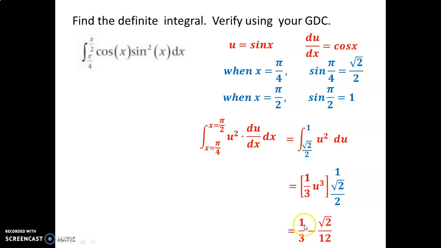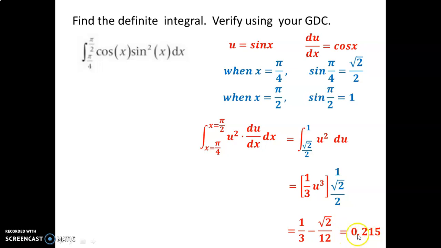That will give us this, 1/3 when 1 is put in there, minus root 2 over 12 when root 2 over 2 is substituted in here. Double check your work with the fractions carefully. And that, what decimal does that produce? Okay, the decimal answer to that is this.